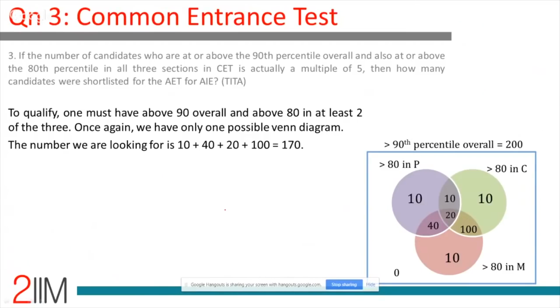by AIE? AET for AIE, not for BIE, for AIE. The AIE condition is more than 90th percentile overall and at least 2 of the 3. So in this diagram, we'll count this, this, this, and this. So 150 plus 20, 170 get shortlisted to write the AET. These 10, 10, 10 cannot write the AET because they have not satisfied the second criteria, which is that you should have got at least more than 80th percentile in at least 2 of the 3, P, C, and M.